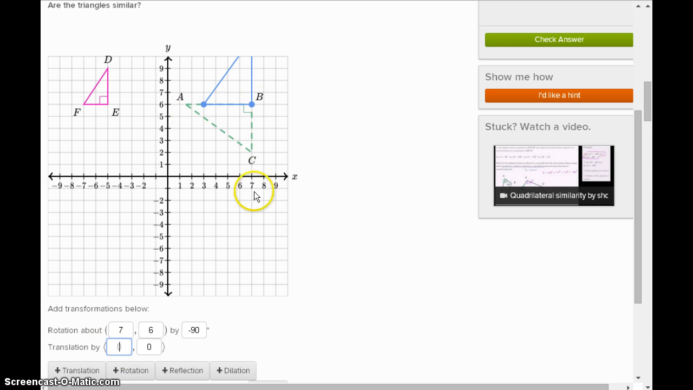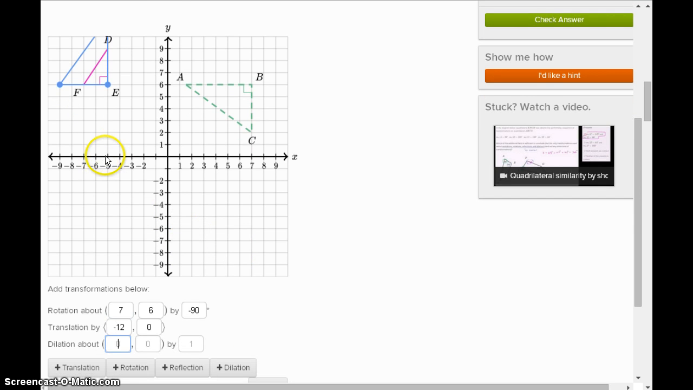But I need to go from 7 over here to negative 5. So that is a total movement of 12. Oops, but it's a negative 12, right? It's a negative 12. And now I need to dilate, and I'm going to just look at this length here, right? So this is going to be a dilation. The center of the dilation is going to be right here, negative 5, 6.